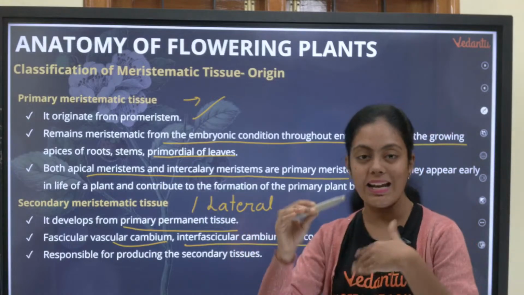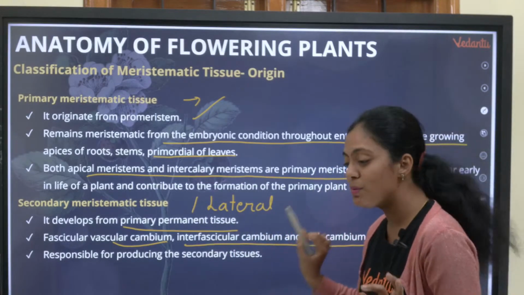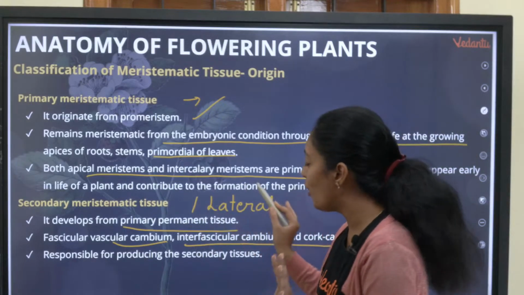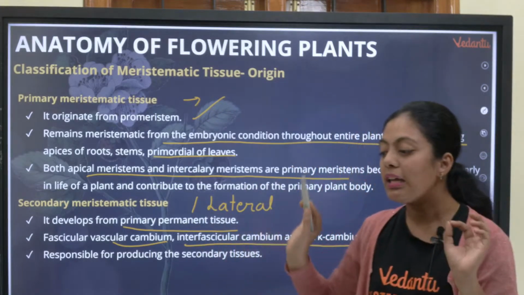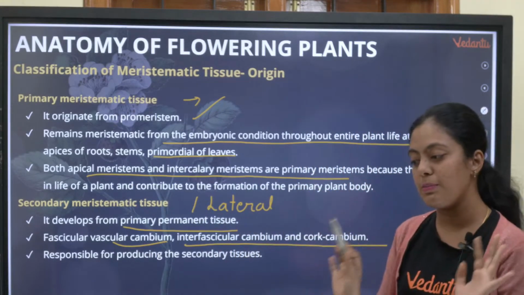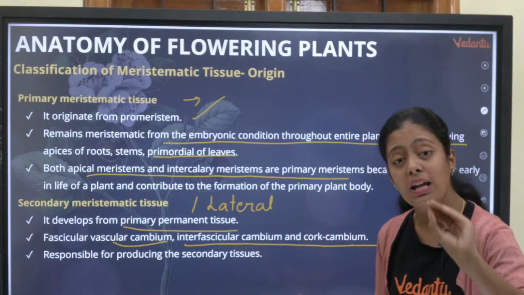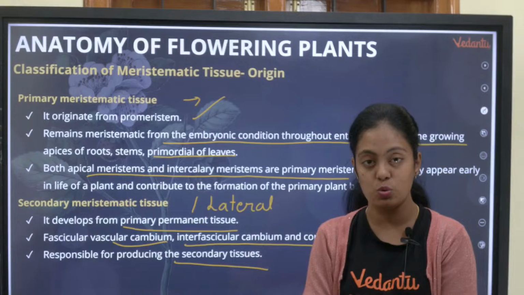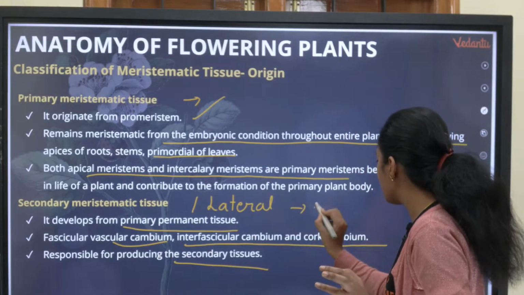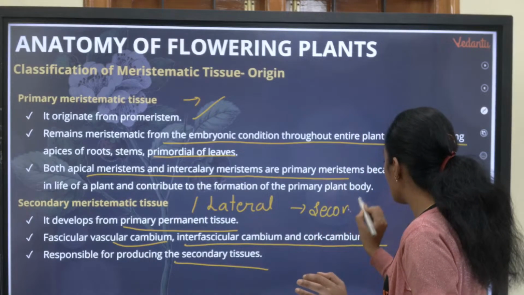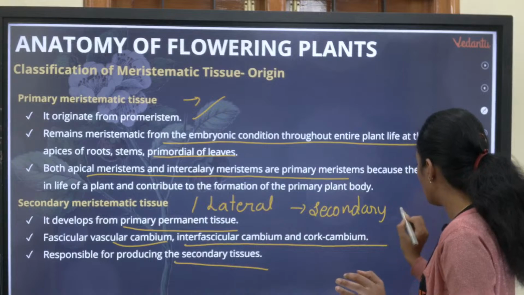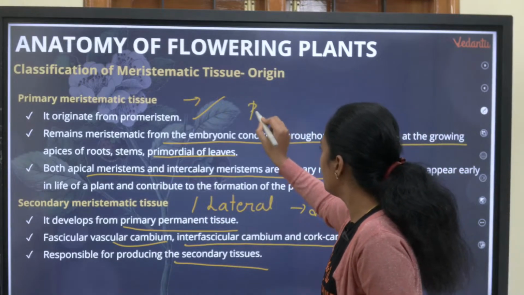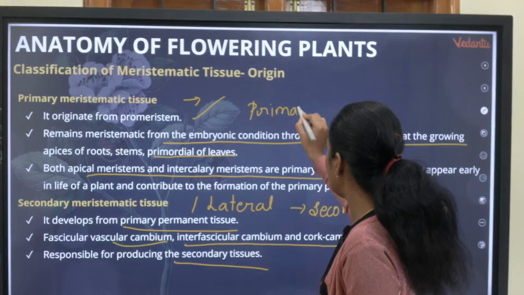I will explain what these are later on. They are the types of lateral meristem. Cambium is the other name for lateral meristem. Rakshita, cambium is the other name for lateral meristem. That's all. And what are they responsible for? They are responsible for producing the secondary tissues. The secondary meristematic tissue is responsible for secondary growth. Can anyone watching the live tell me what is secondary growth? What is primary growth, what is secondary growth?